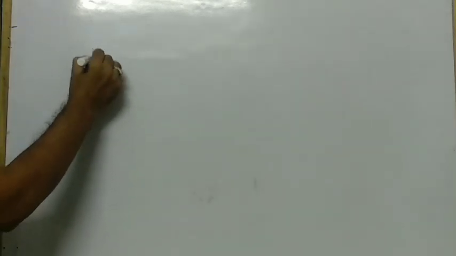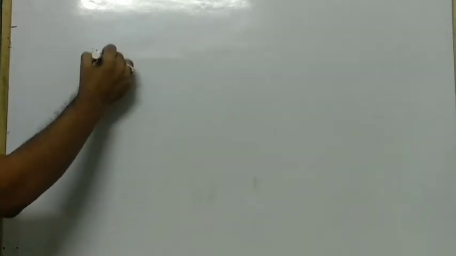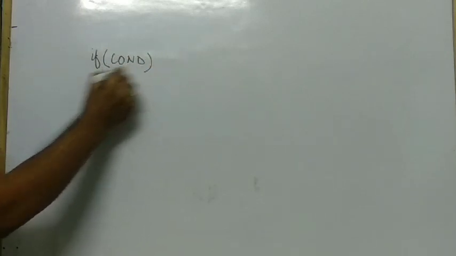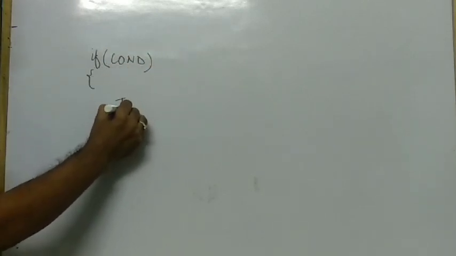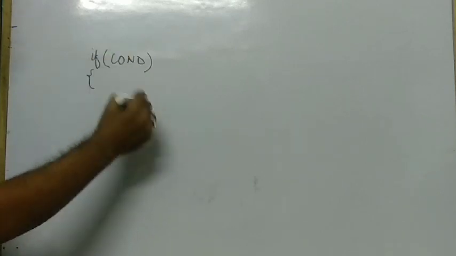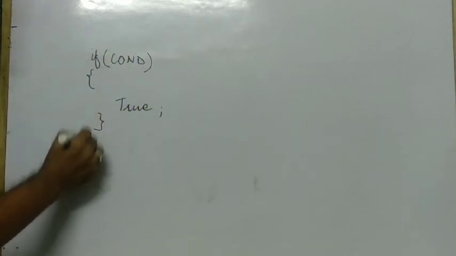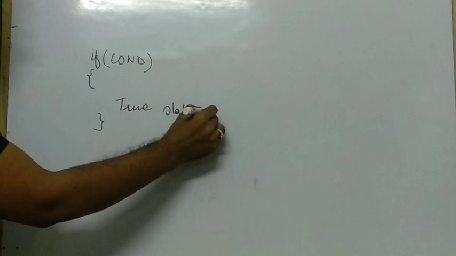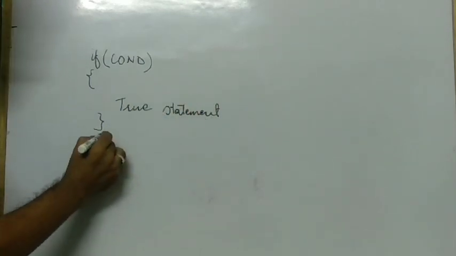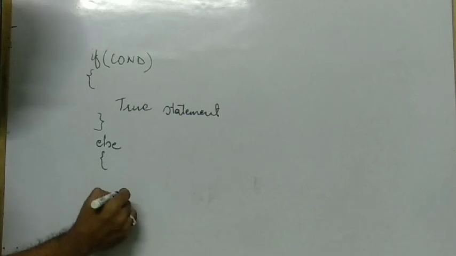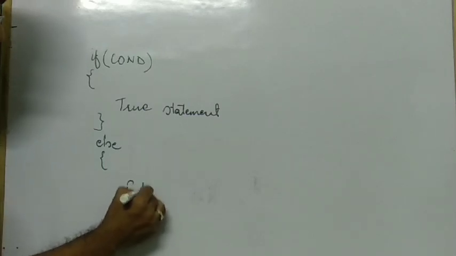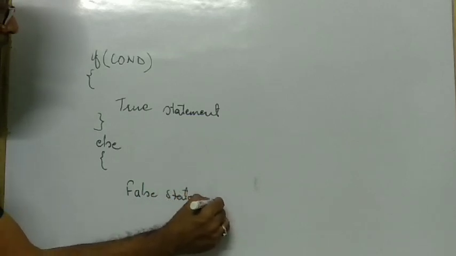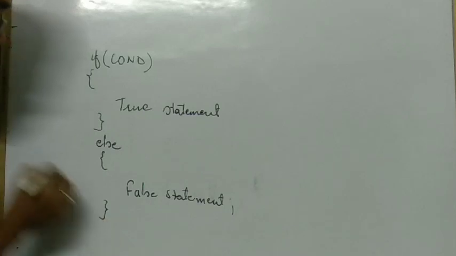In the if-else statement, firstly the keyword if is written, along with the if we have to write the condition, and then the true statement, what you want to follow if this condition is true, and then the else statement. Inside else you have to write the false statement, what you want to execute if the condition is false.